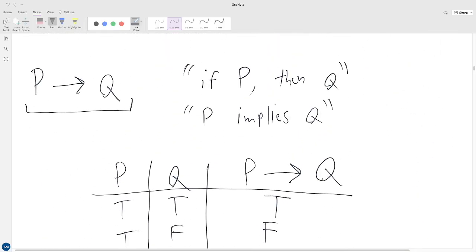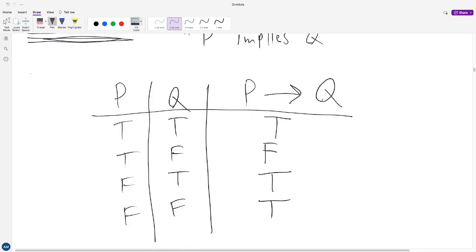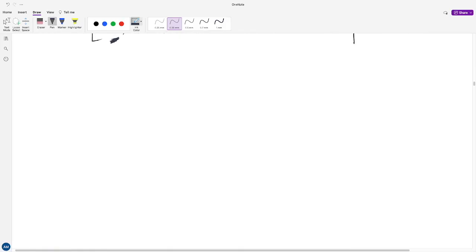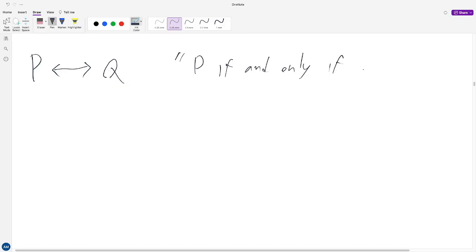So if we look here, this right here is called a conditional statement. If P, then Q. So P is called the hypothesis and Q is called the conclusion. A biconditional is similar. We write this so the arrow in this case is going both ways. And we read this as P if and only if Q.